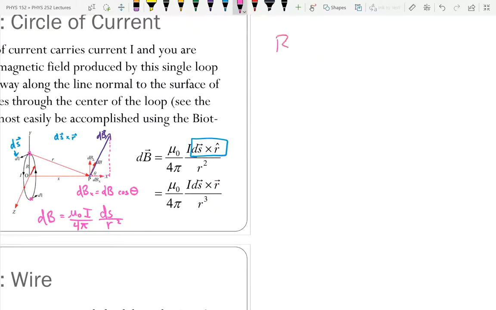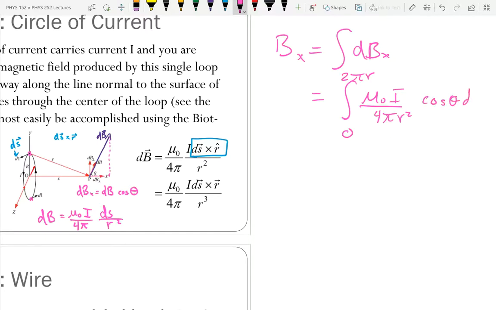So I'm going to have B in the x direction is going to be the integral of dB in the x direction, which is the integral from 0 to 2 pi r. That is the integral over the circumference of the wire, the length of the wire, of mu naught I over 4 pi r squared. And then I have cosine theta ds. Well, the only thing that's not a constant here is ds.